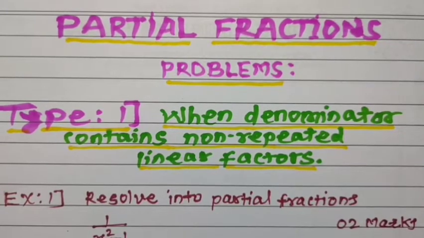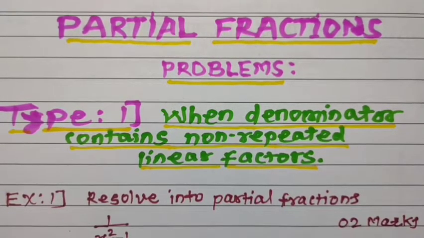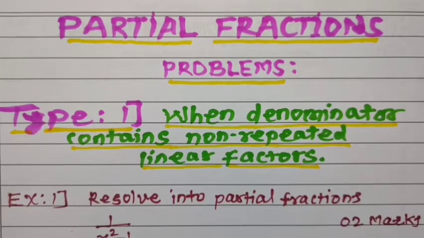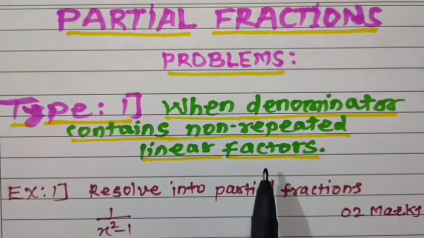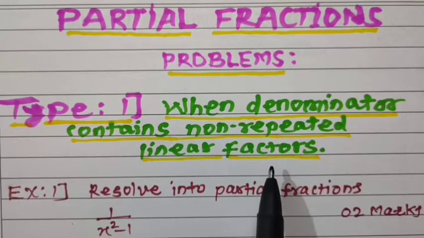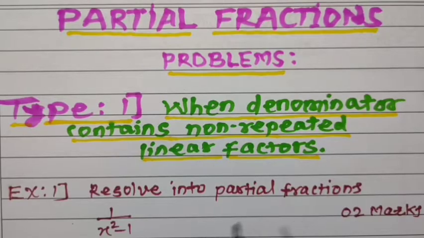Hello everyone. Today we have to solve problems on partial fractions. Type number 1: when the denominator contains non-repeated linear factors in the given rational function, and that rational function we are assuming is a proper rational function, to find its partial fractions.